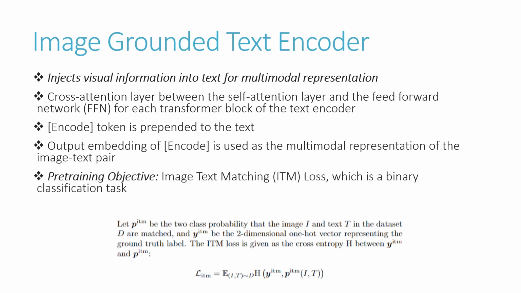The pre-training objective for the encoder is the image-text matching loss, or ITM loss. ITM aims to learn image-text multimodal representations that capture the fine-grained alignment between vision and language. Given the two-class probability P and two-dimensional one-hot vector representing the ground truth label Y, 1 if the pair is matched and 0 if the pair is unmatched, ITM is formulated as a binary classification task with a cross-entropy H between Y and P as the loss.